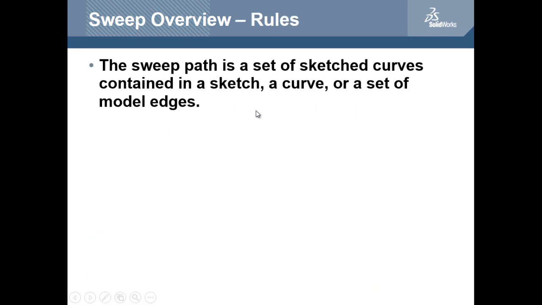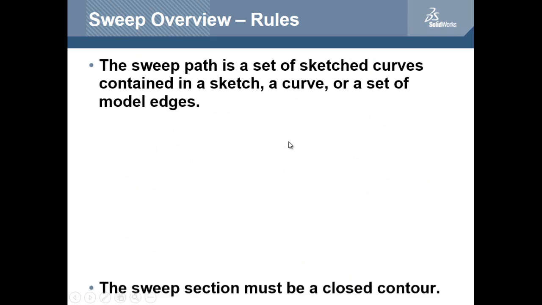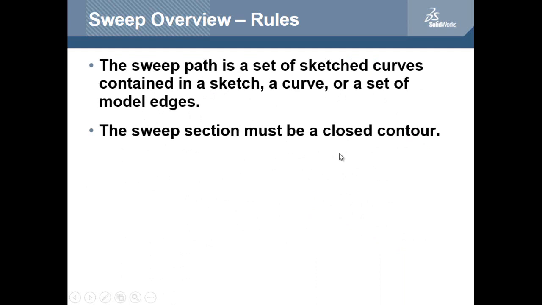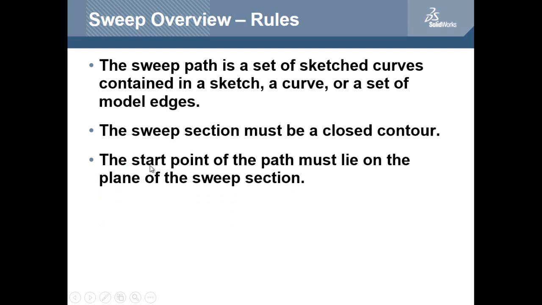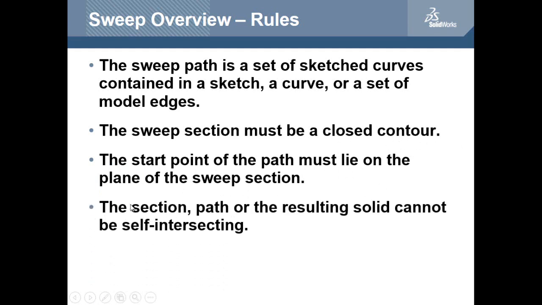The sweep path is a set of sketch curves contained in a sketch, a curve, or a set of model edges. The sweep section must be a closed contour. The starting point of the path must lie on the plane of the sweep section, right? So that ellipse was a closed contour. The section path of the resulting solid cannot be self-intersecting.